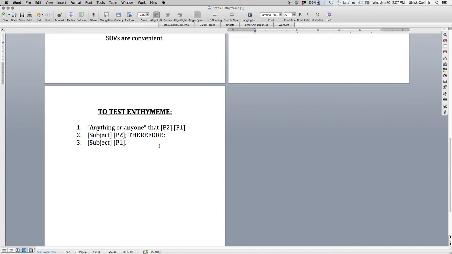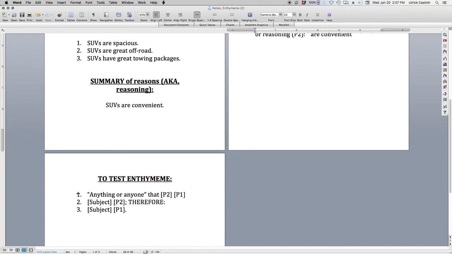So enthymeme testing goes in more than one direction. You can use it for both reading and for your own writing, right? But you have to put together an enthymeme that is sound, where its fundamentals are right. Otherwise, it's really difficult to use this syllogistic breakdown, which is what this is, to test the validity of your enthymemes.